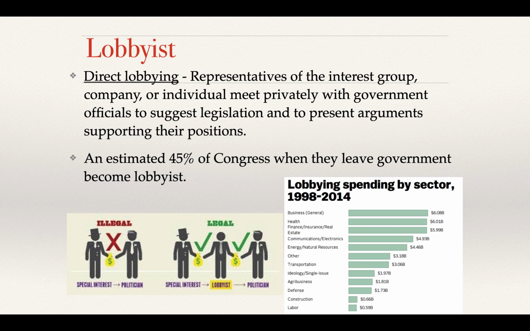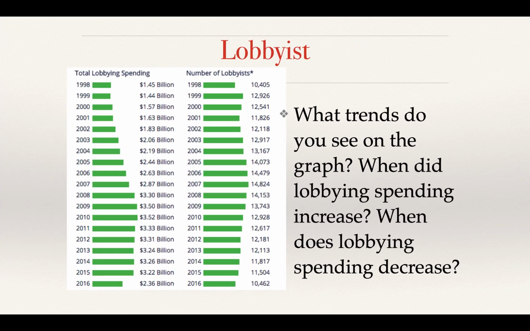Pretty effective system. Okay, now I want you to look at this graph and the trends. Do you see what happened? Why did lobbying and spending increase? And why did lobbying and spending decrease? Okay, so what patterns do you see here?